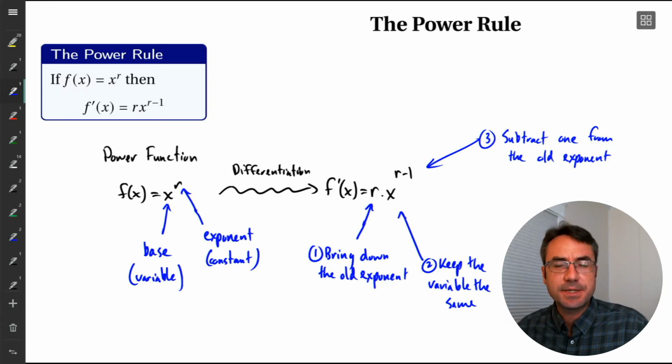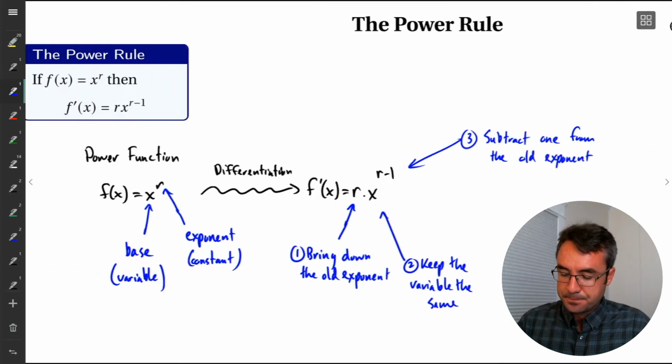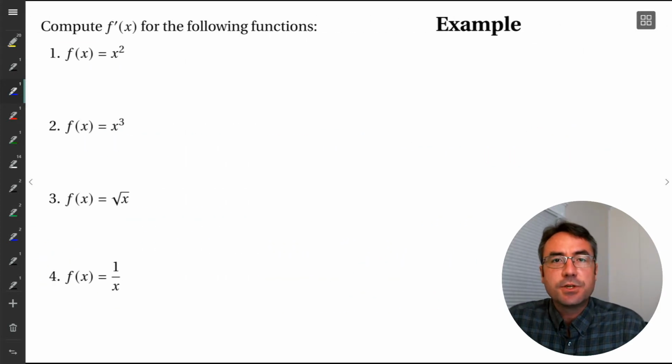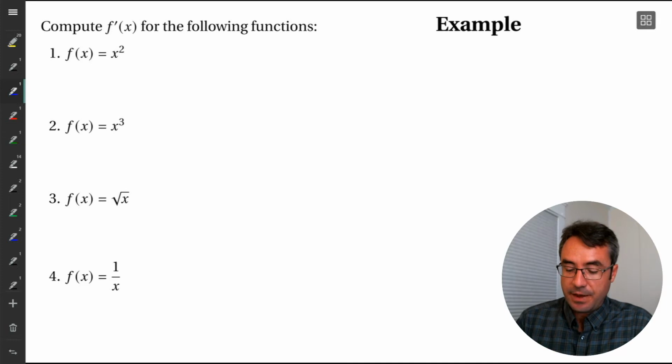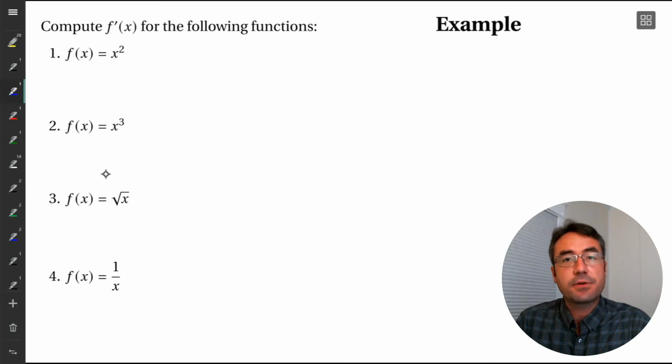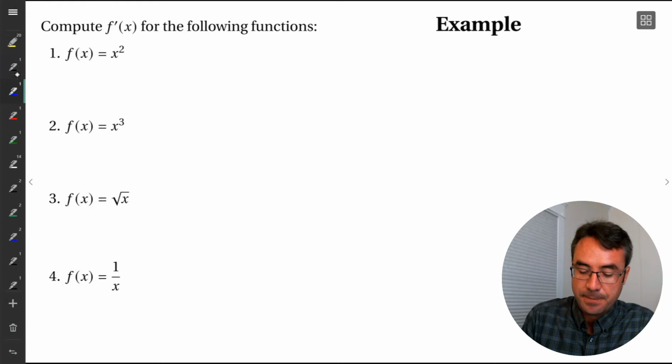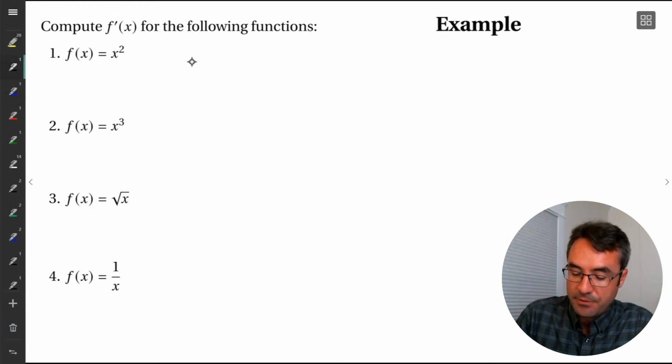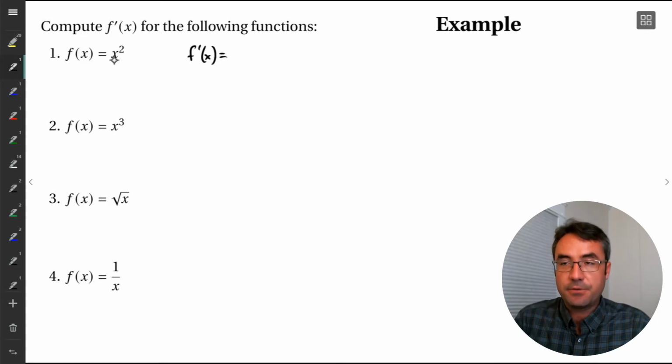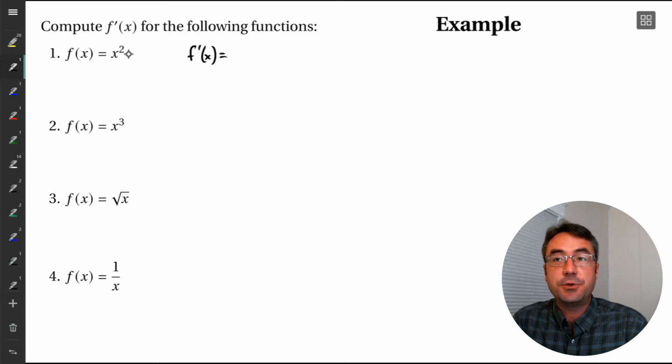All right, so let's try some examples. So we're going to calculate the derivative f prime for all these different functions here. x squared, x cubed, square root x, 1 over x. We're going to be able to use the power rule for all of them. So let's start with the first one. Let's see how this works. So we're going to calculate f prime of x. And it's a power function, so it's x raised to a number. It's actually just a power of x here, x squared.